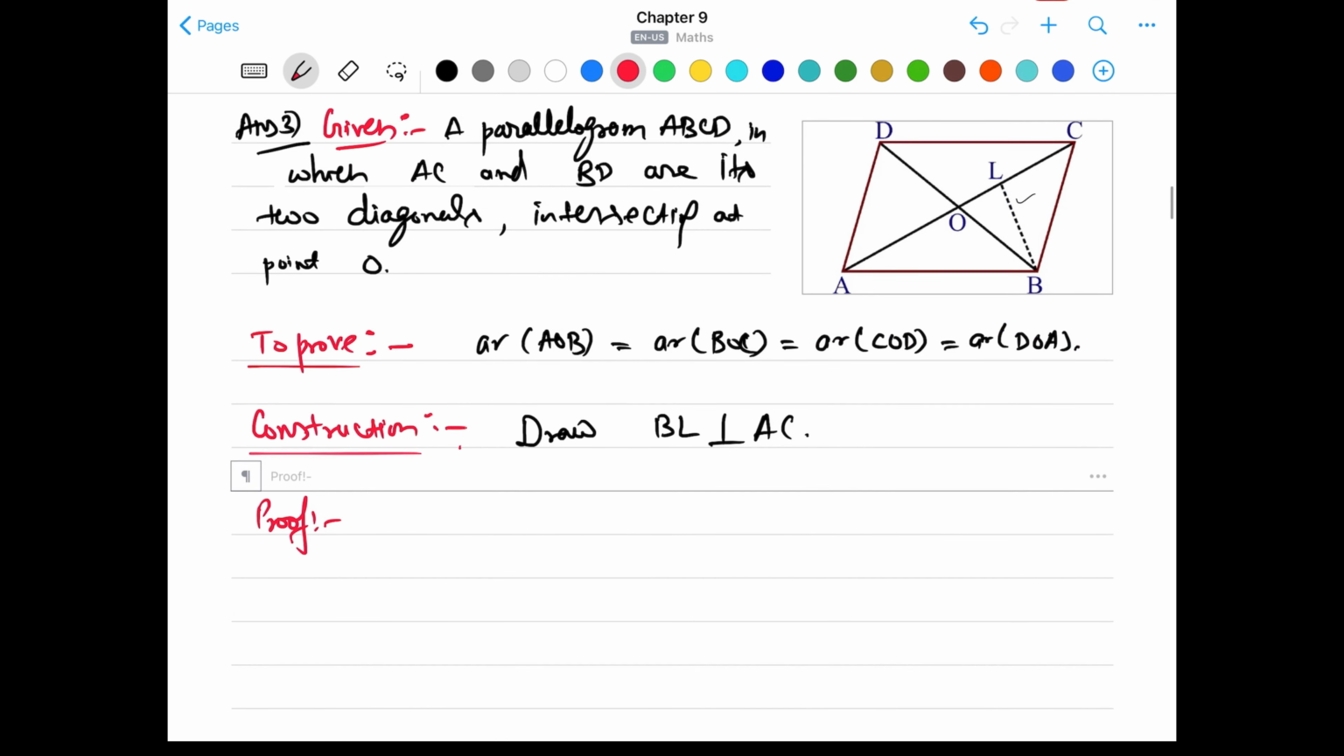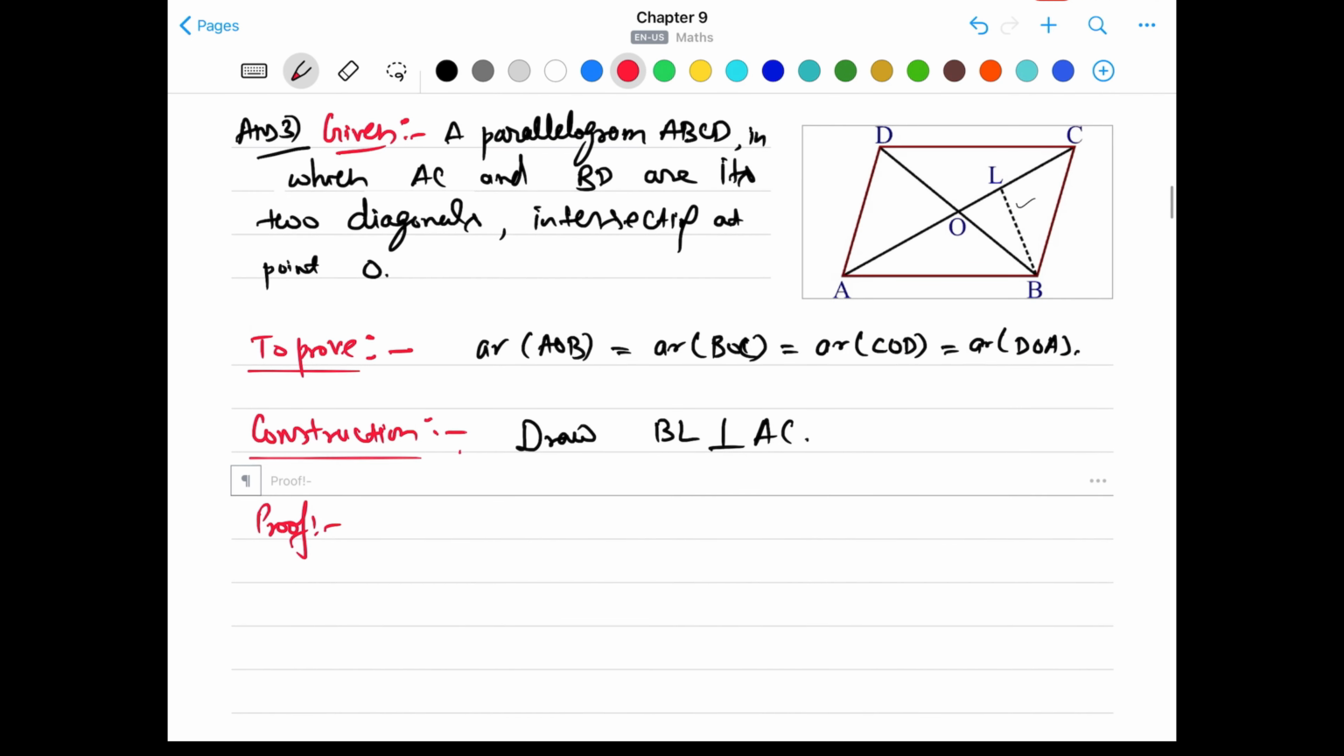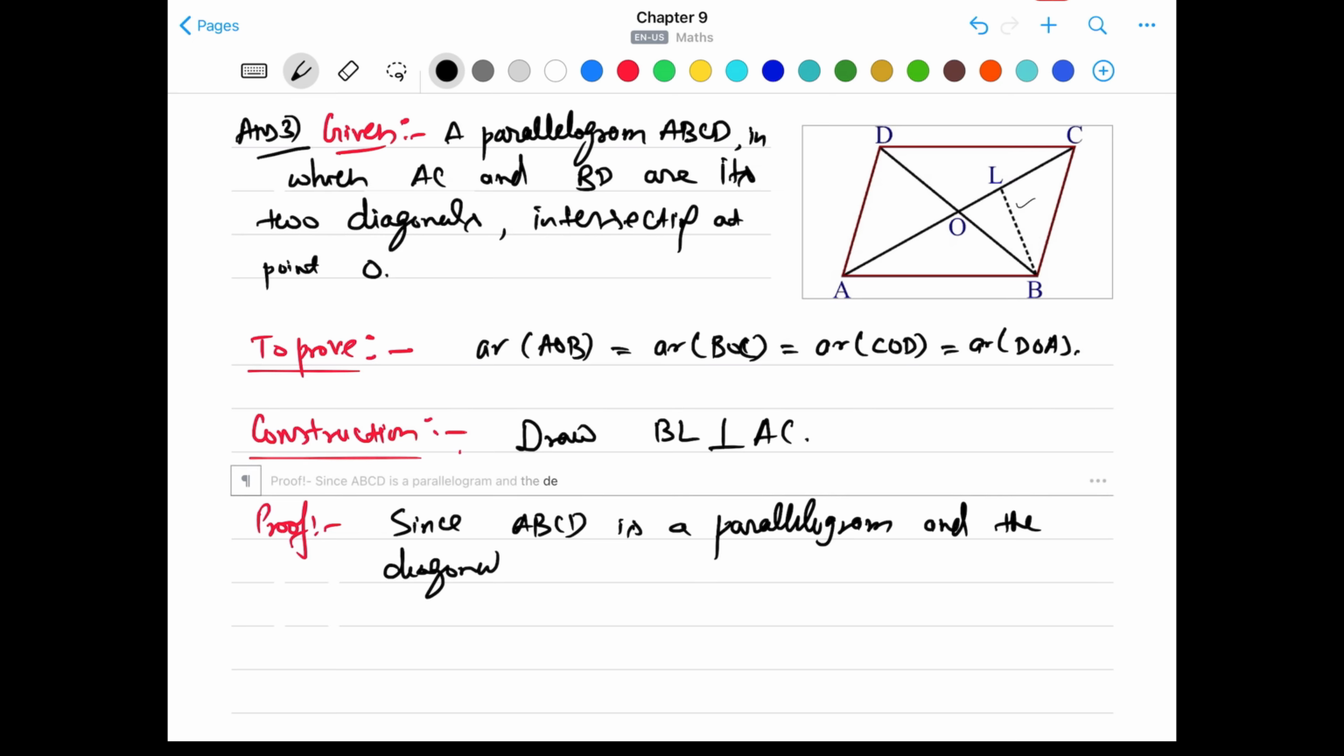Okay, so we'll write, since ABCD is a parallelogram, and AC and BD are the two diagonals intersecting at O. Okay, so what we get here is, we know that the diagonals of a parallelogram bisect each other.